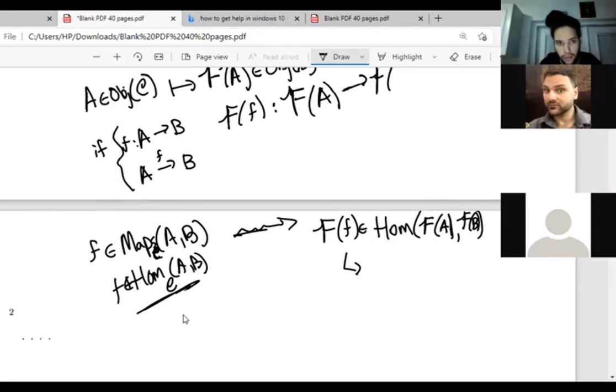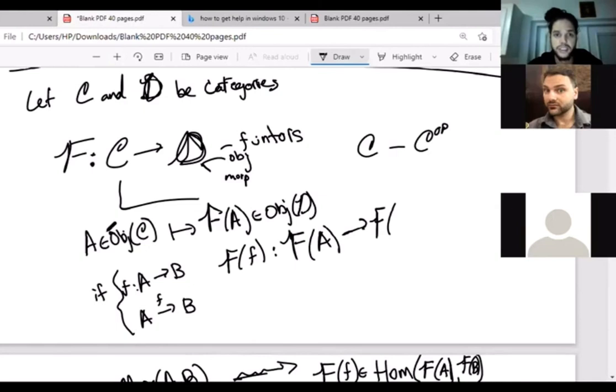So it's morphism. A functor takes categories to categories by satisfying these conditions. It takes objects to objects and morphisms to morphisms.